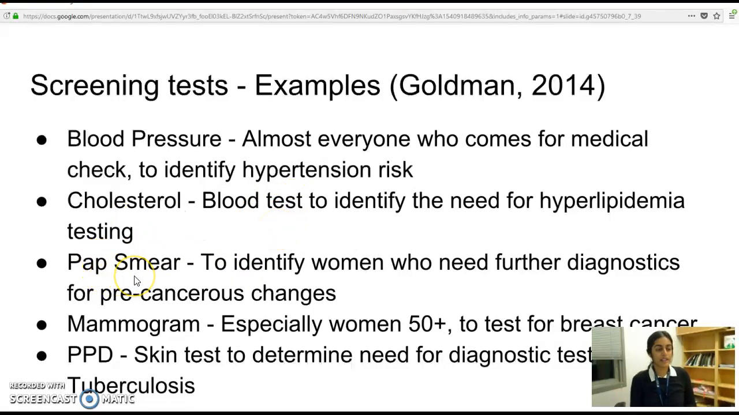Pap smear, I think the full name is Papanicolaou test, is used to identify women who need further diagnostics for precancerous changes. And mammogram and PPD we spoke about in the previous slide. Mammogram is especially important for women over 50 to test for breast cancer. And PPD is a skin test to determine further diagnostic testing in case of tuberculosis.